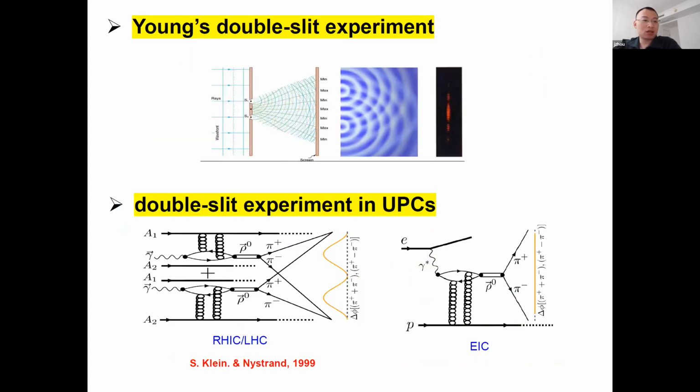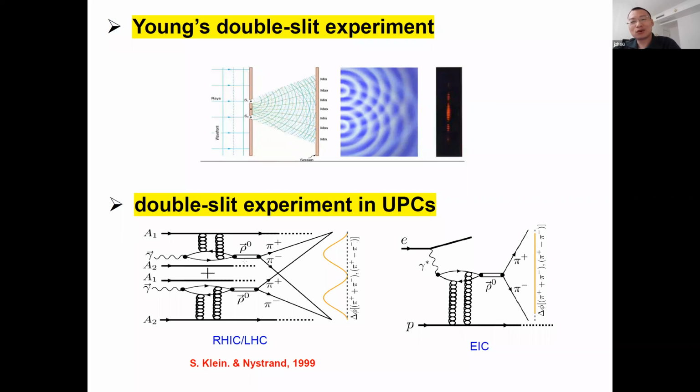But in UPCs, there are two incoming nuclei. Vector meson can be produced in the transverse plane of either of them. It's not possible to distinguish these two possibilities from the observed final state products. So in principle, one should add up the amplitudes of these two production amplitudes before squaring them. So this mechanism creates a famous setup, the double slit. That's actually a double round hole interference setup.